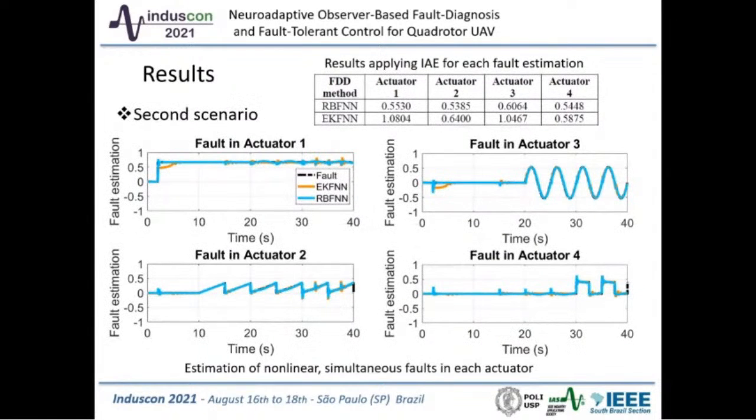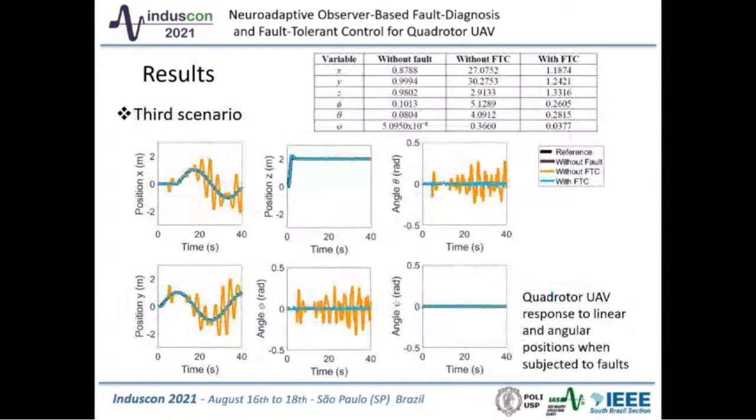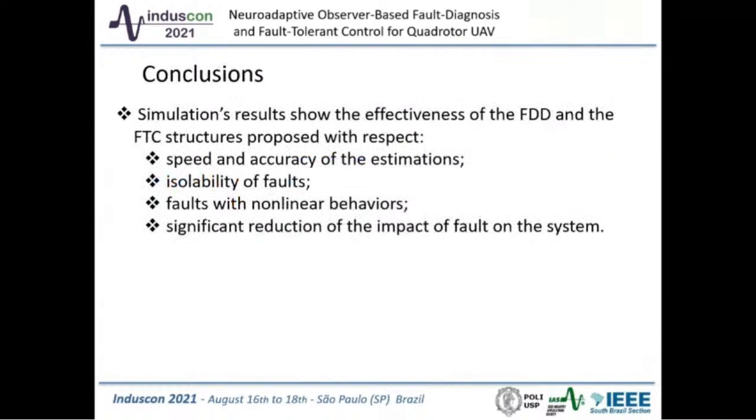The second scenario is related to the presence of different fault behaviors with simultaneous occurrences, allowing the analysis of the accuracy in estimations and the isolability of faults. The third scenario presents the performance results of the FTC system in the presence of faults, in addition to the response of the quadrotor without faults and without the FTC system for comparison purposes. System simulation results show the effectiveness of the FDD and the FTC structure proposed with respect to the speed and accuracy of the estimations, isolability of faults, faults with nonlinear behaviors, and a significant reduction of the impact of faults in the system.